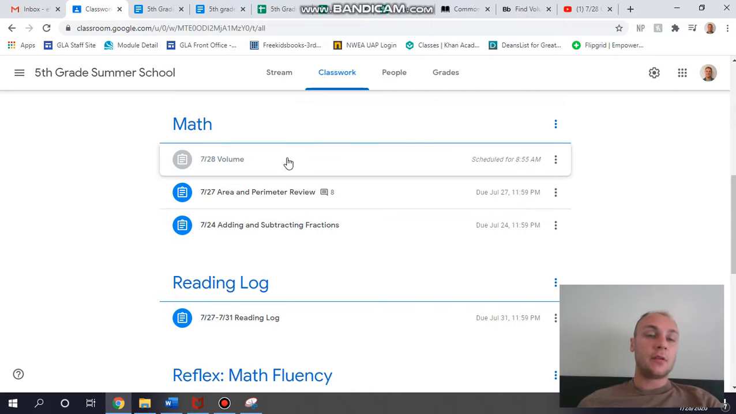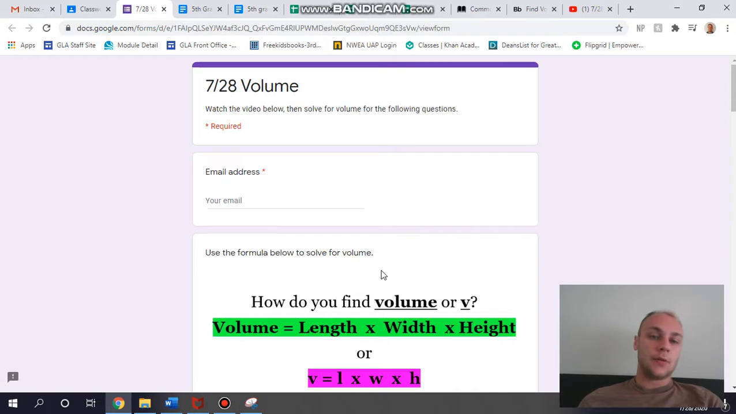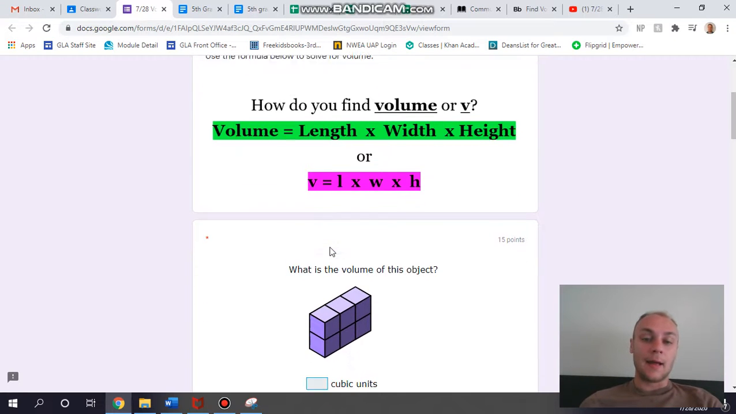Alright, today we're going to be learning about how to find the volume. Yesterday we learned area and perimeter again. Now we're going to do volume, and then I think tomorrow we're going to kind of combine them together, okay? So for today, you're going to click on this Google form. I might redo the Google form so it's a little bit prettier in just a second. But there will be the video right here that you've already clicked on.